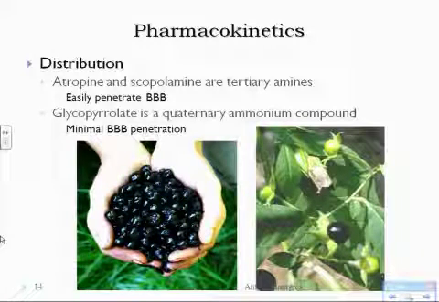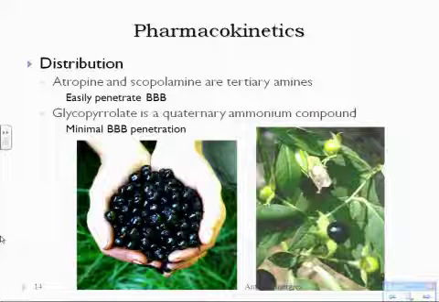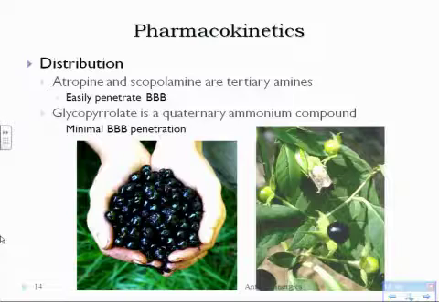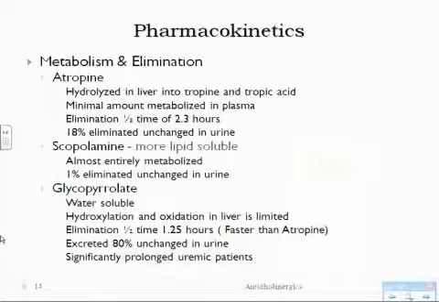Anyways, atropine and scopolamine are both tertiary amines. Glycopyrrolate, on the other hand, is a quaternary ammonium, so they have minimal blood-brain barrier penetration. As for metabolism and elimination, that's part of the pharmacokinetics.